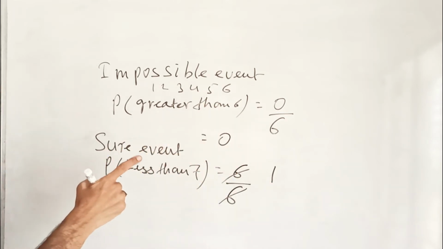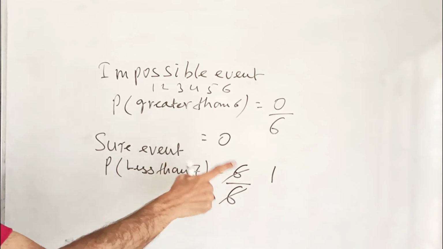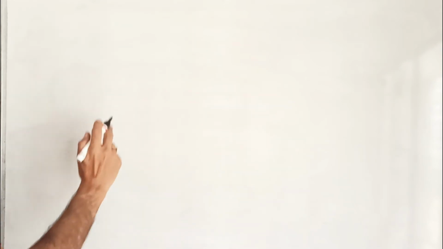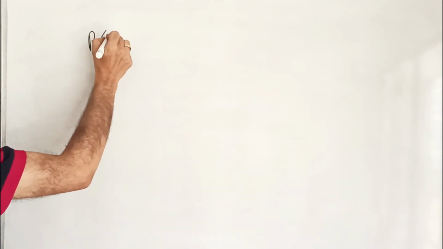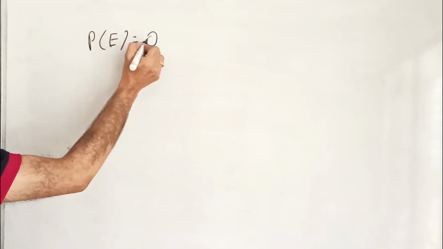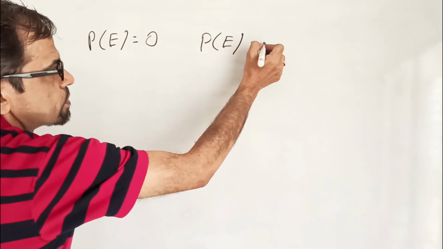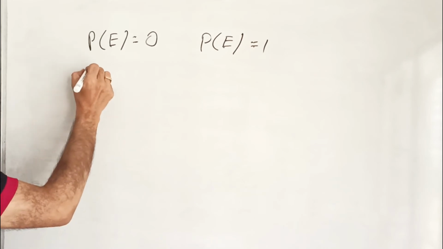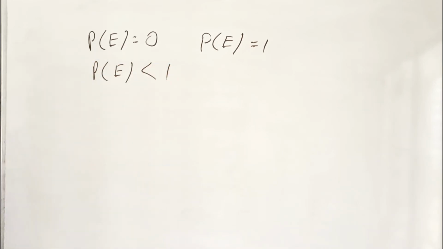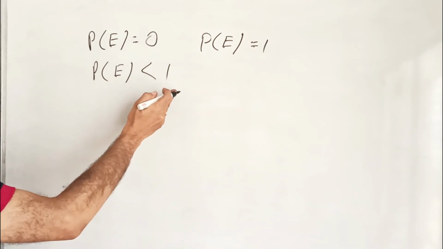So listen student, very important point. In a sure event, the favorable outcome and total outcome will be same, and the numerical value will be always 1. Now listen, we can conclude students, the probability of an event can be 0 because impossible event, and the probability of an event can be 1, sure event. And probability of an event can be less than 1 because in most of the cases we saw less than 1 the probability.